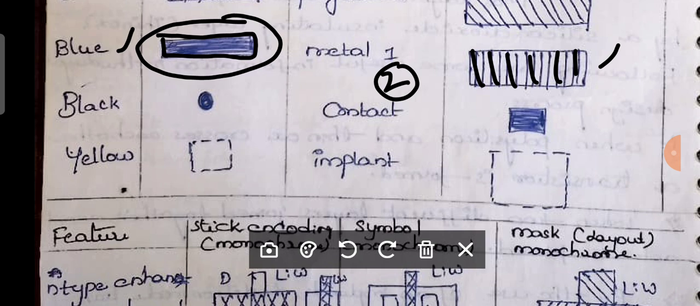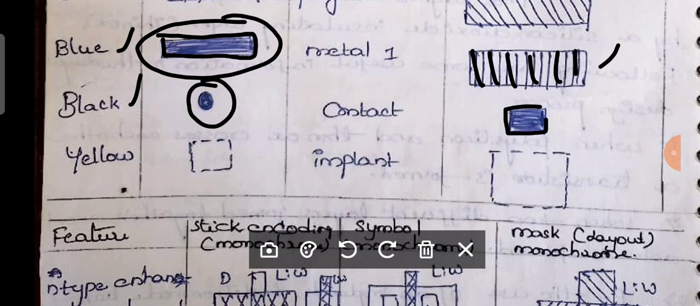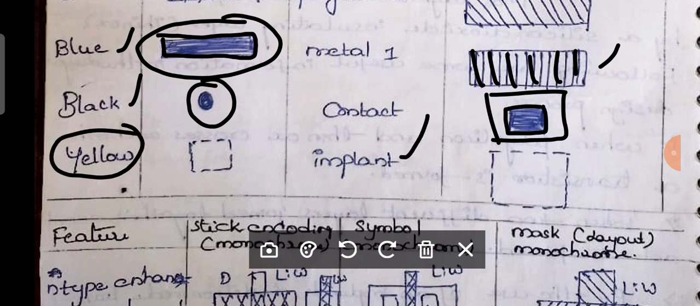Now if you observe, contact is represented with the color black and it is shown in the stick diagram like this, whereas in layout we should have a contact cut. This is a contact cut and there is a contact area. Is it understood? And coming to the implant representation, the color of implant is yellow. It is represented in this fashion in stick diagram monochrome, and in the layout monochrome it is represented like this. These two look similar but the size is different. I hope you are clear.